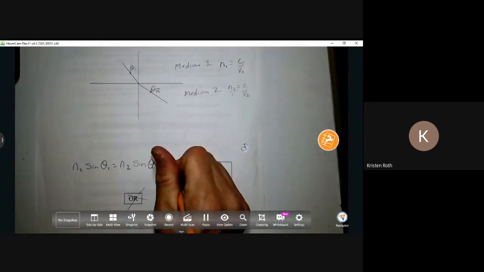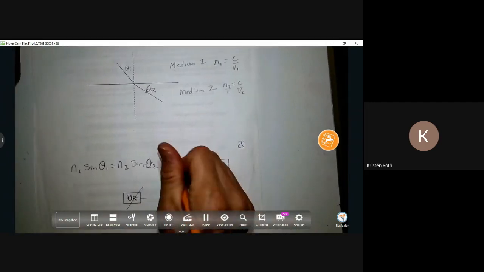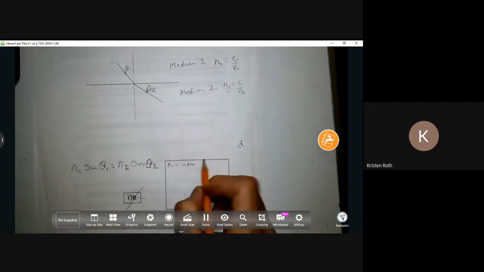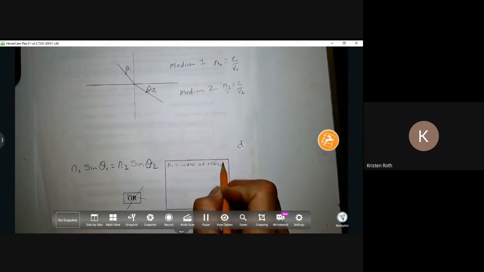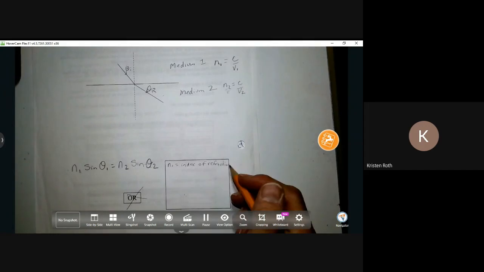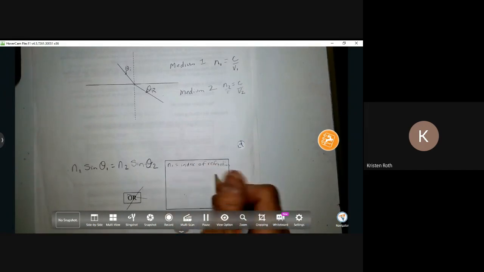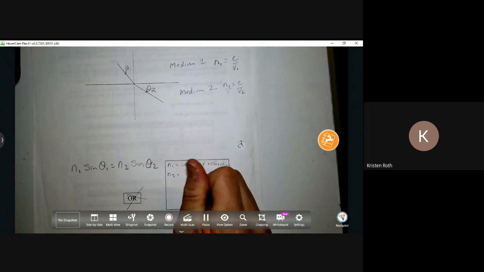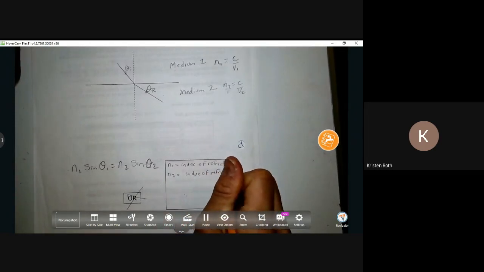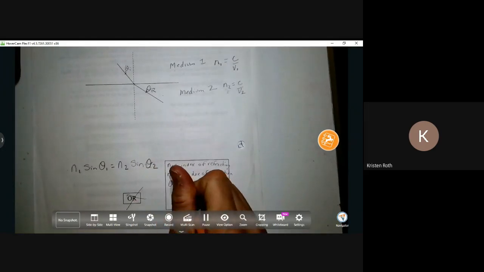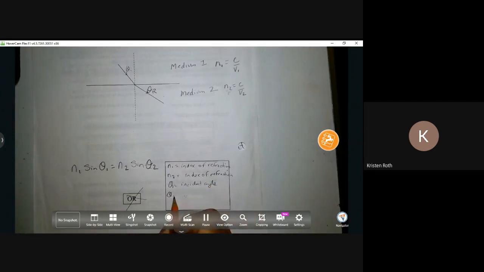Okay. So I can give it all to you just so you guys have it. n1 is the index of refraction for the first medium, and n2 is the index of refraction for the second medium. I'm not writing it all out. Then you have your sine theta 1, where theta 1 is your incident angle, and theta 2 is your refracted angle.